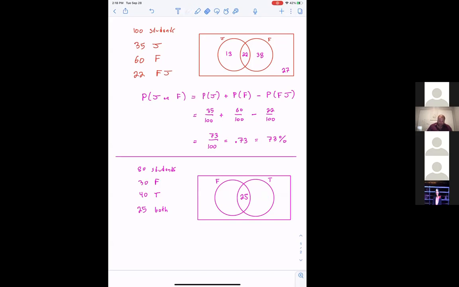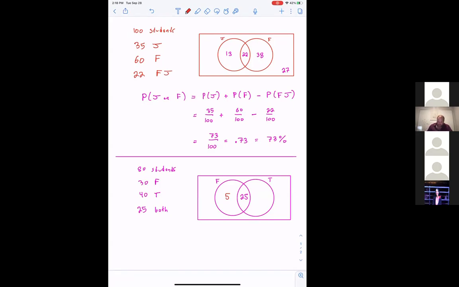The mistake is exactly the same as the previous problem. When there's 30 Facebook users, you've already written down 25 of them. There's only 5 more. The entire Facebook circle is 30: the 25 that overlap with the Twitter, and 5 by itself. And the entire Twitter circle is 40.